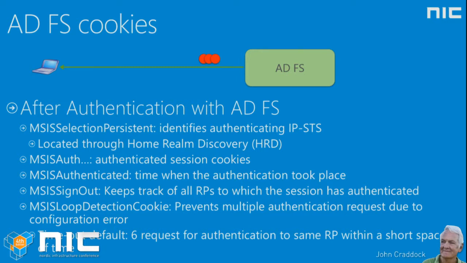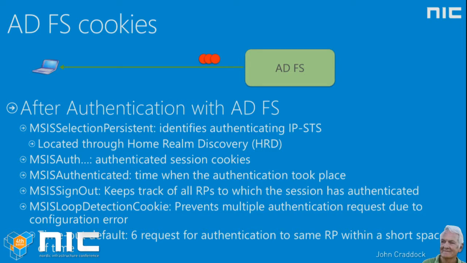The next one is MSIS loop detection. A very typical loop detection failure is you hit the website, you go up to the ADFS server, you come back to the website with a token, you pass the token to the website, and what that does is it turns the token into cookies so that when you come back to the website, those cookies are used to authenticate you.